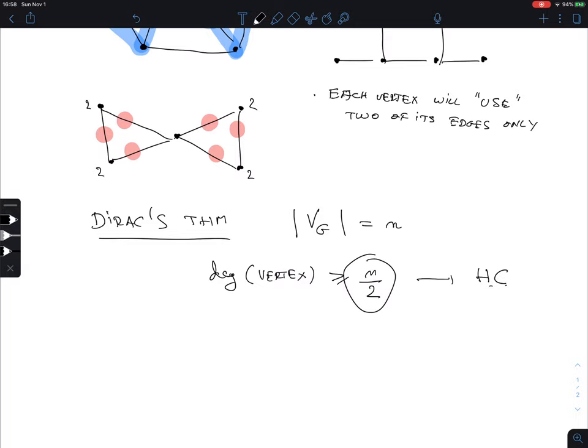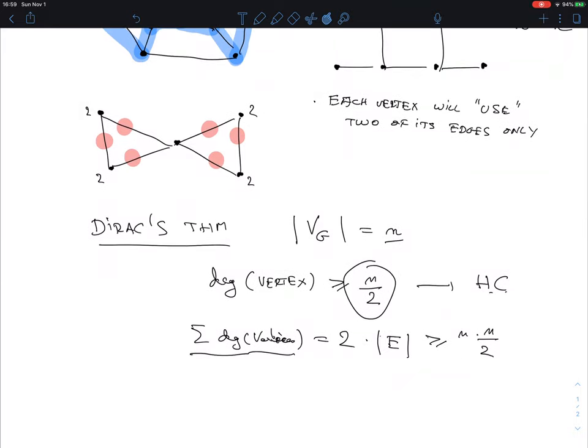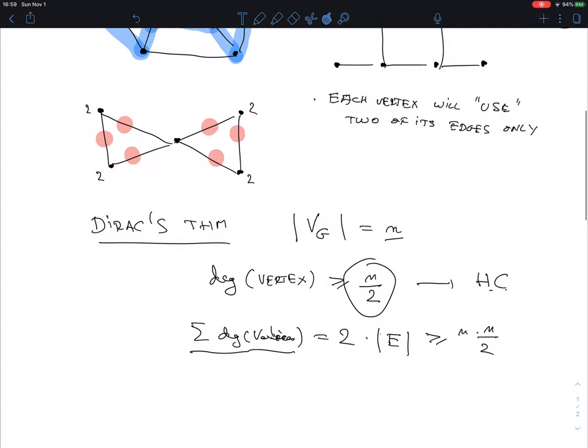Well, remember that the sum of the degrees over all the vertices is twice the number of edges. Now I'm saying that each degree is at least n over 2, and there are n vertices. So this whole sum is at least n times n over 2, right? The degree of each vertex is at least n over 2, and I have n of those, so n times n over 2 is twice the number of edges. So we see here the number of edges is at least n squared over 4. That's quite a lot of edges, okay?